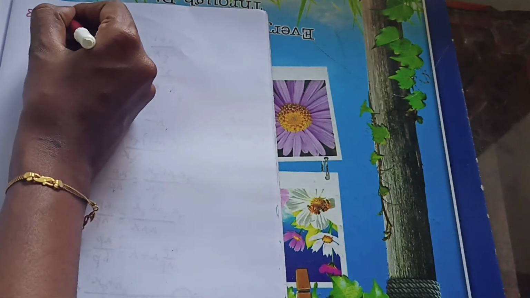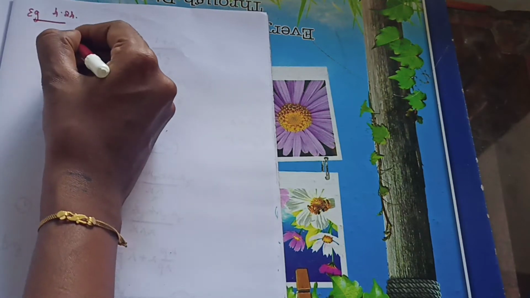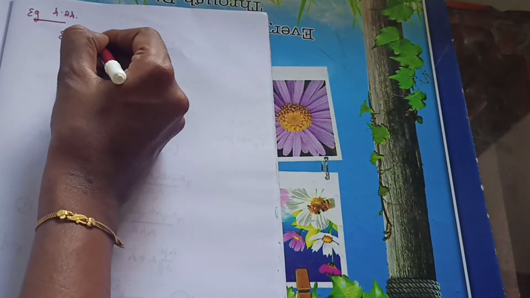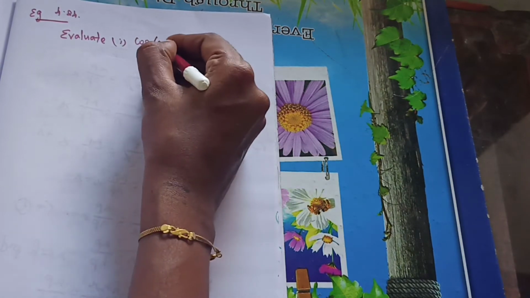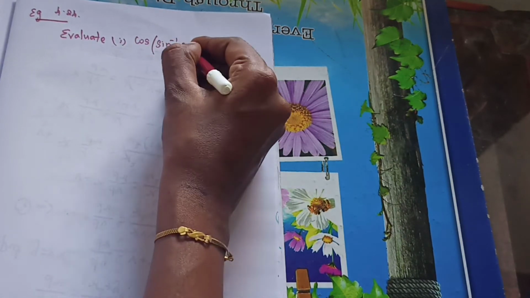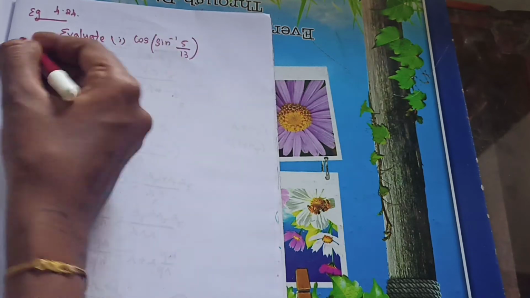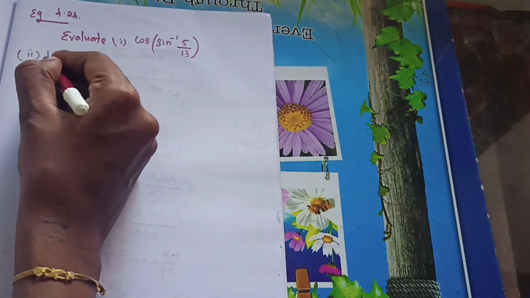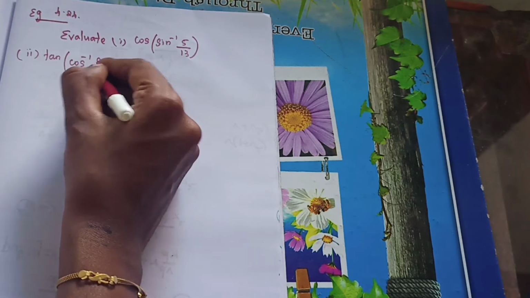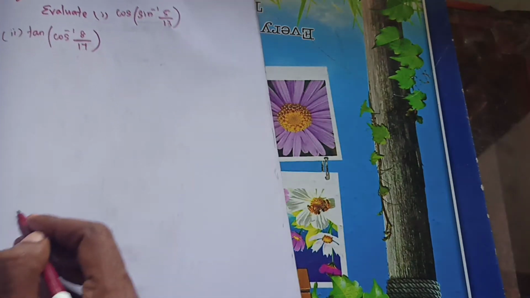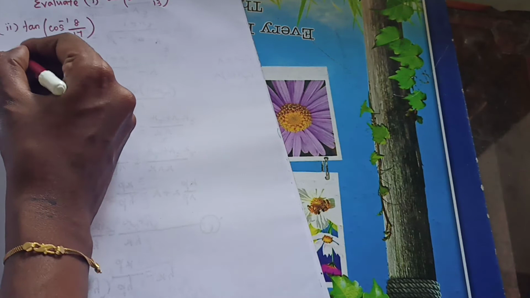Example 4.24. Evaluate: first one, cos of sine inverse of 5 by 13. Then second one, tan of cos inverse of 8 by 17. Okay, so we are going to evaluate this. Solution.